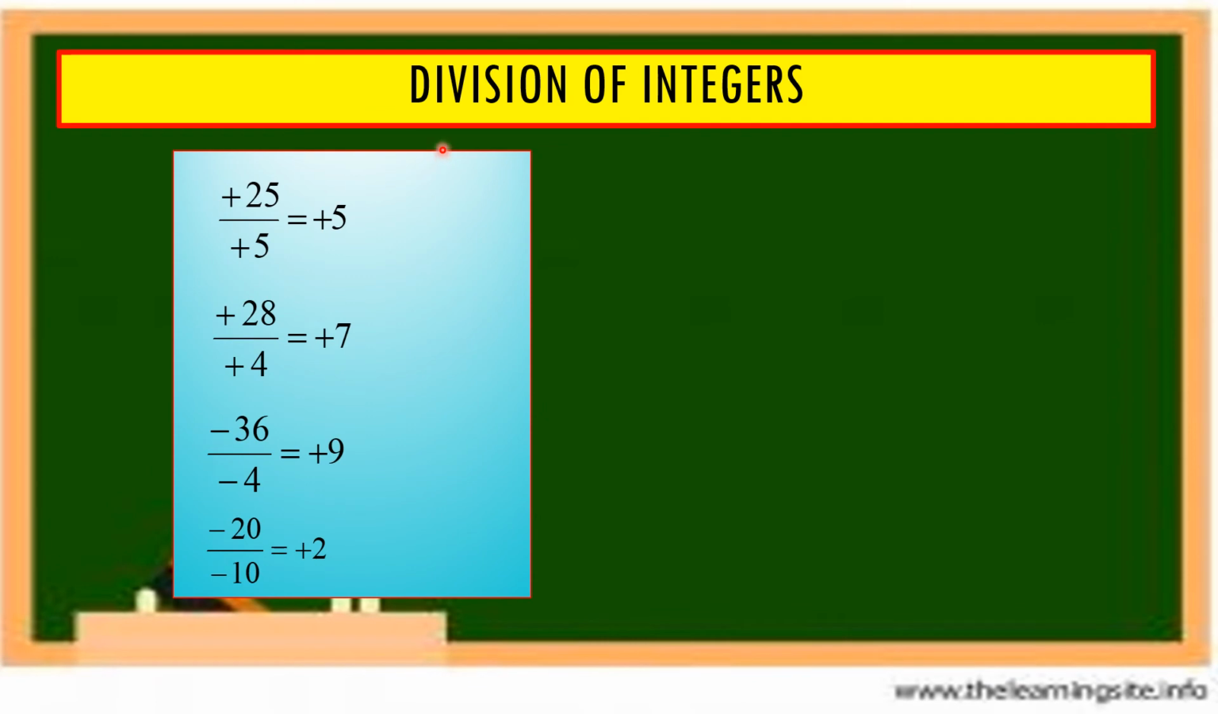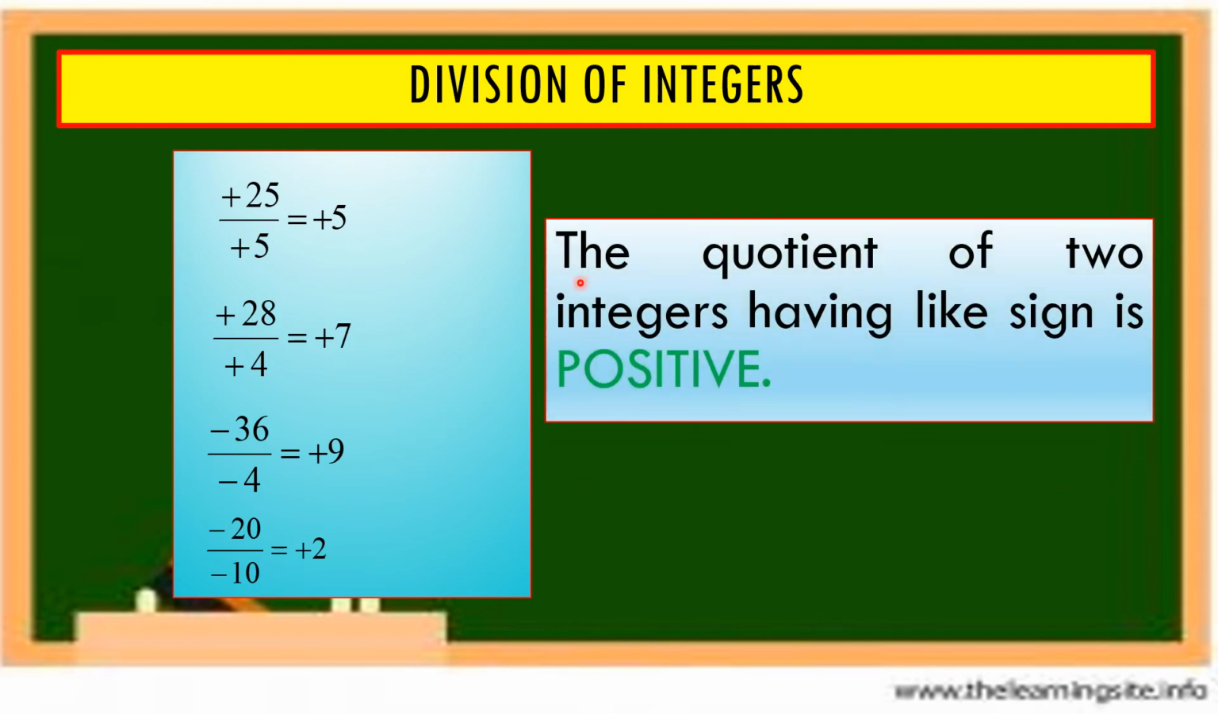We are in division of integers. If we divide a positive by a positive, the result is positive, and a negative by a negative, the result is also positive. So the quotient of two integers having like sign is positive.